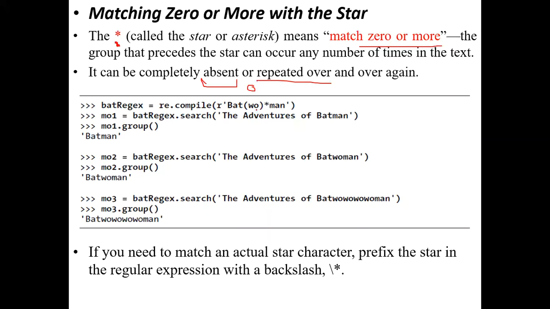So, for the wo which we have mentioned within the parenthesis group, we are using an asterisk here. That means it will match with Batman, it will match with Batwoman, and it is even going to match with Batwowowoman, where wo has repeated more than 1 time. In all 3 cases it has matched.